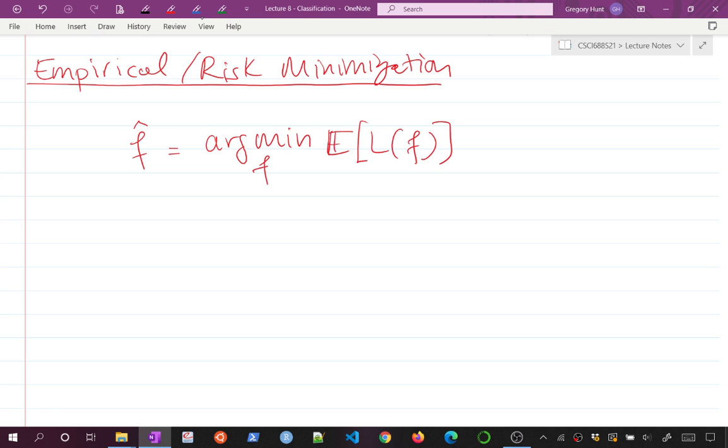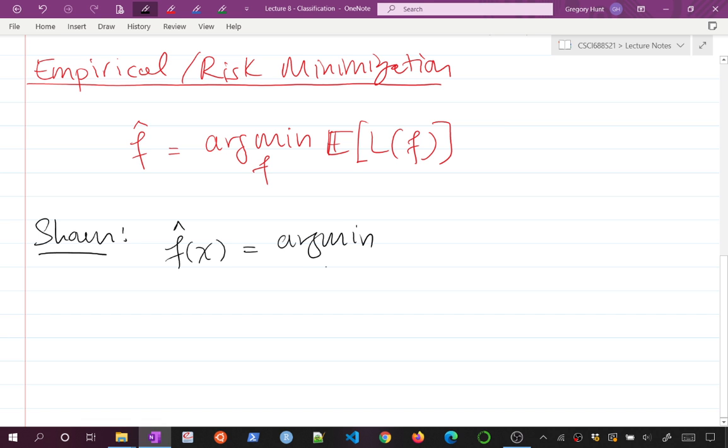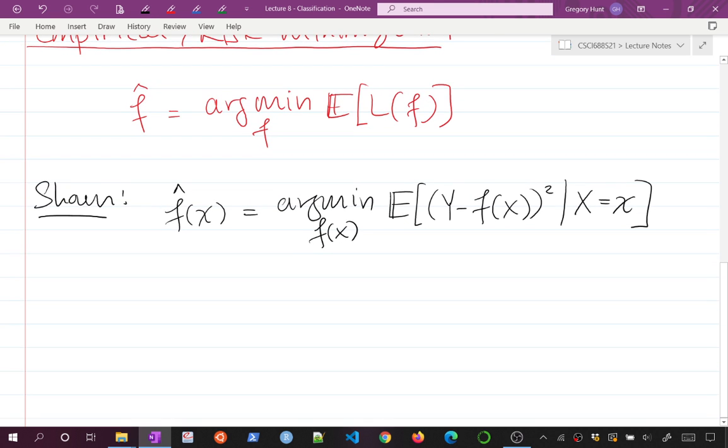So we had derived this whole thing last time, where we had shown that f hat of x, the value we predict at some little x, was the argmin over candidates for f hat of x, which we'll just call generically f of x, of the expected value of (y minus f of x) squared given x is little x. So it's minimizing this conditional expectation.